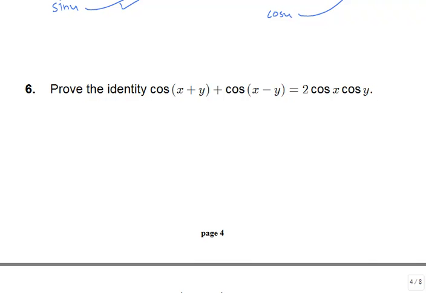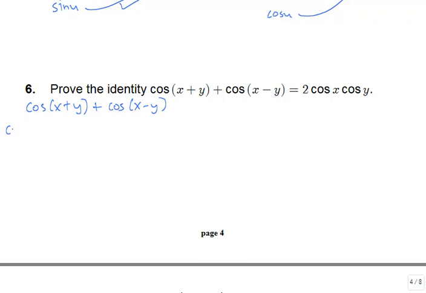Okay, let's try our next proof. We want to prove this identity. Cosine of x plus y plus cosine of x minus y is just 2 cosine x cosine y. So let's go ahead and start. I'm going to go ahead and start with that left side because it looks in the form of our sum and difference identities that we just talked about. So if we start with our left side, cosine of x plus y plus cosine of x minus y, here we have a sum.